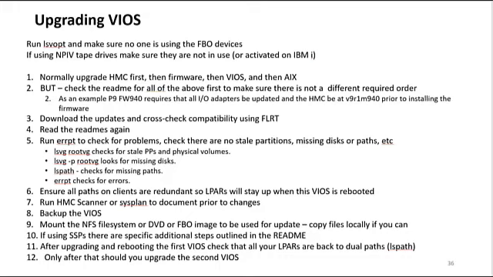So you download the updates, you cross-check compatibility with FLRT, and you run errpt, because if you have problems on the system, you should check those before you do an update. You do not want to upgrade a broken system. Make sure there are no stale partitions, missing disks or paths, anything like that you want to fix first. Make sure that your paths are redundant.